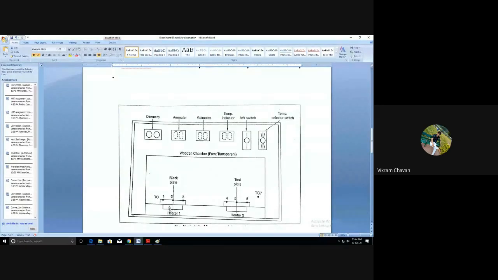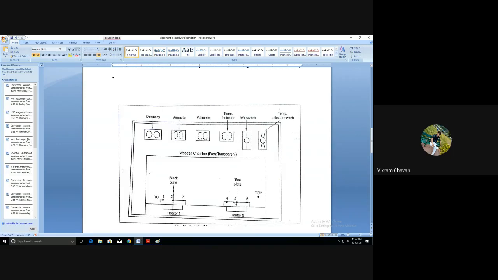This is the first disc. The material we are considering is in the geometry of a disc, and on this disc one thermocouple is provided. Here three thermocouples are shown, but in our actual experiment only one thermocouple is provided to measure the temperature of the black surface, and a heater is connected to that black surface.